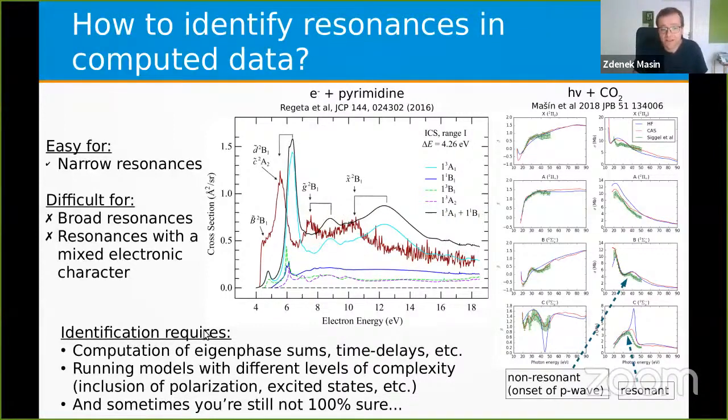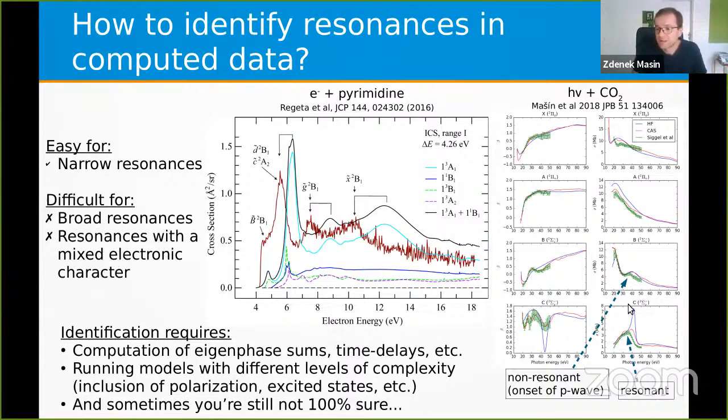To do that, it's actually really difficult because you have to compute a lot of different data. You have to look at different observables like time delays, of course, eigenphase sums. You have to run models with different levels of complexity, etc. And sometimes you're still not sure. So characterization of resonances is difficult when the resonances are very broad, such as in the case of formic acid, or if the resonances have some mixed electronic character.